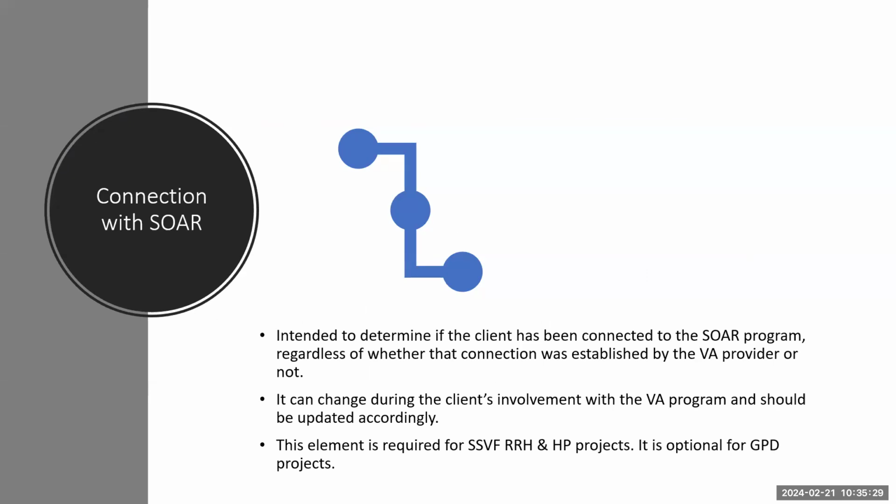Connection to SOAR is a data set that is required for veteran services, specifically for SSVF projects. It's intended to determine if a client has been connected to a SOAR program, regardless of whether that connection was established by the VA provider or not. It can change during the client's involvement with the VA program and should be updated accordingly. This data set is optional for GPD funded projects.